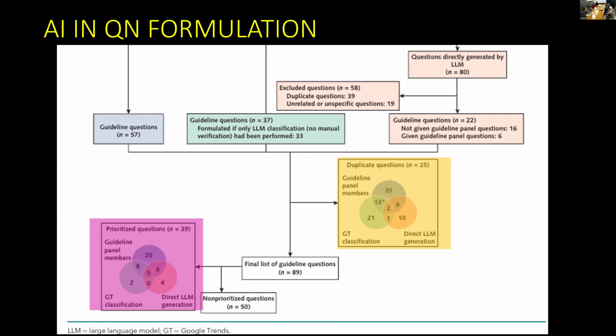Then you draw a Venn diagram of the Google Trends, large language model, and guideline panel questions, and see how they overlap. Finally, the guideline experts only have to decide whether a question given by Google Trends and LLMs should be included or not. And finally, they decided on a list of questions to be asked.